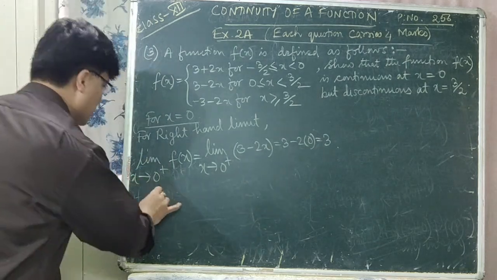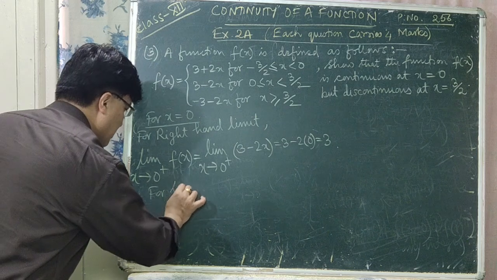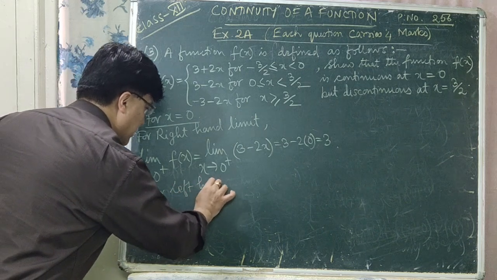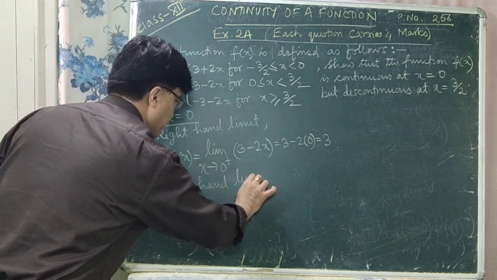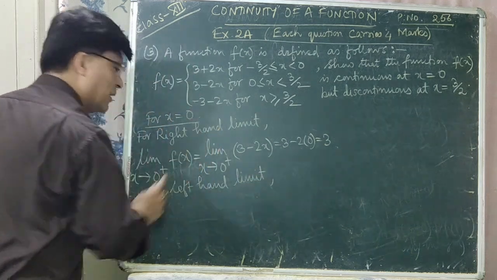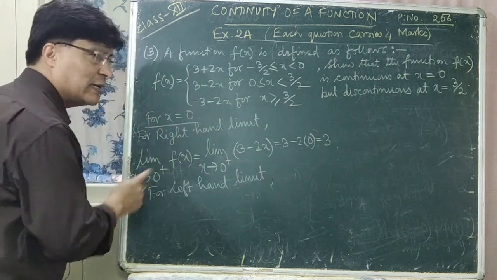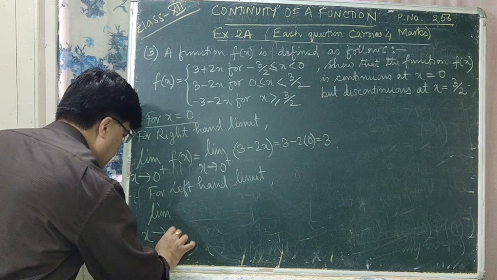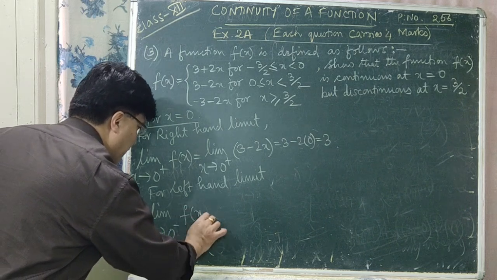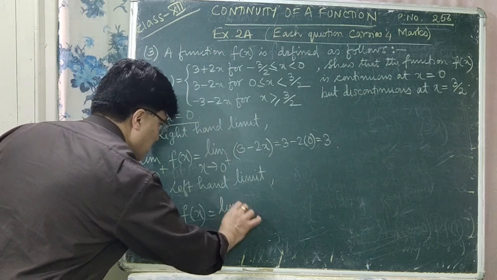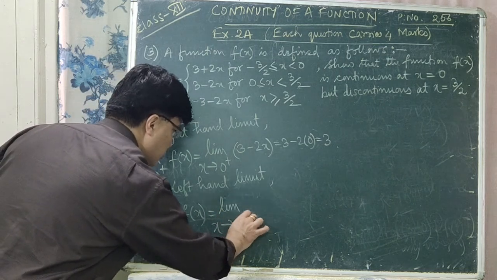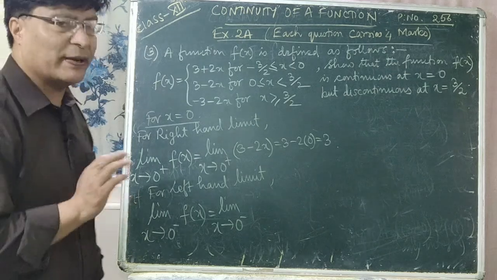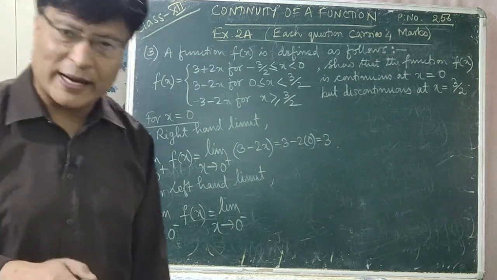Now let us write down for left hand limit. For left hand limit, so how will you write left hand limit? You know that it is limit x tends to 0 minus f of x is equal to limit x tends to 0 minus. So what is meant by x tends to 0 minus?